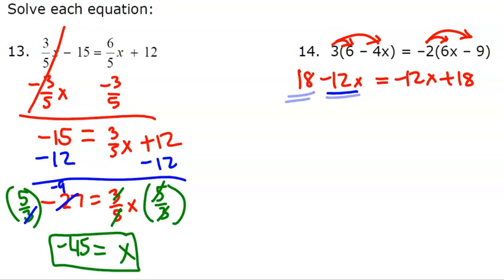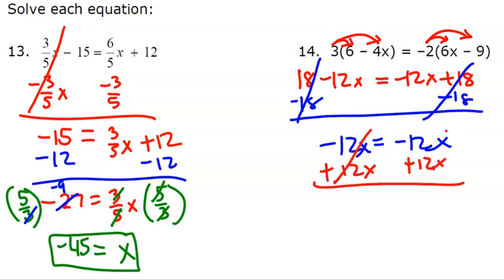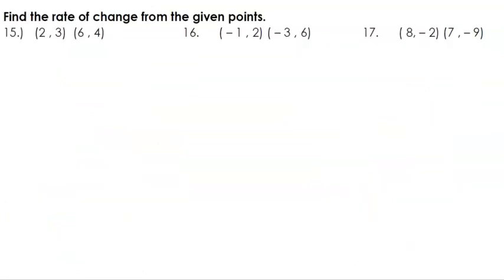And if you didn't know that, then you could do a little math here. Minus 18 on both sides. And they both become 0, and then maybe now you're noticing it. We've got the same thing on the left and right. But even if you didn't, maybe you added 12x to both sides and realized that they both became zeros, and now you're recognizing that's a true statement. So it's infinite solutions. Numbers 15, 16, and 17 ask you to find the rate of change.